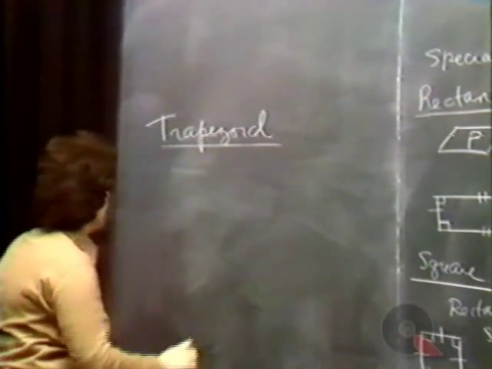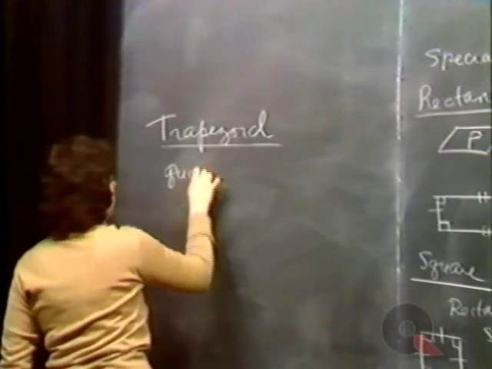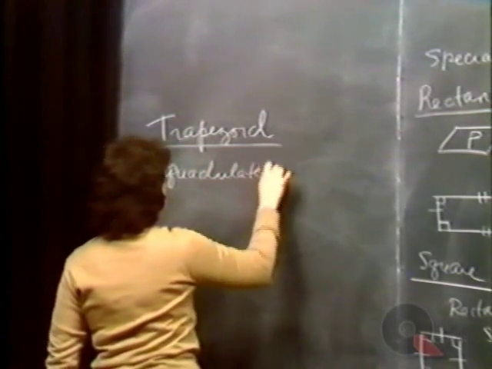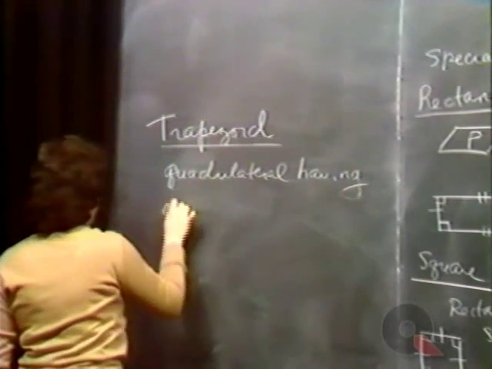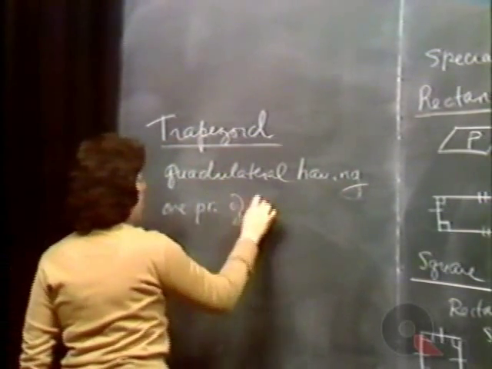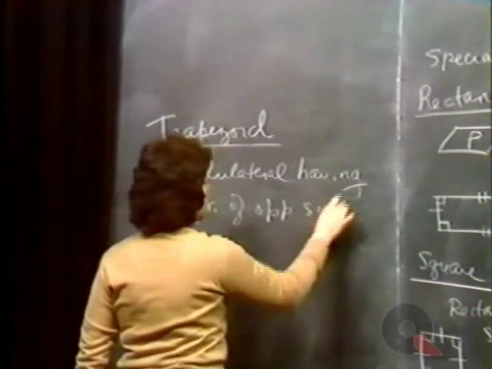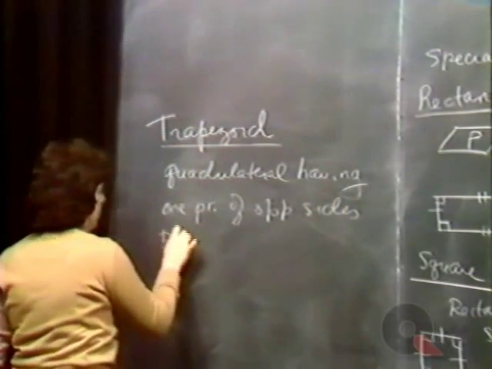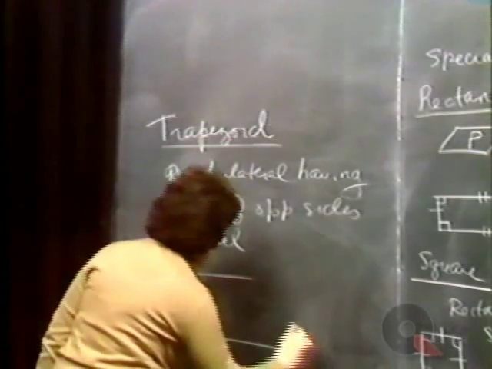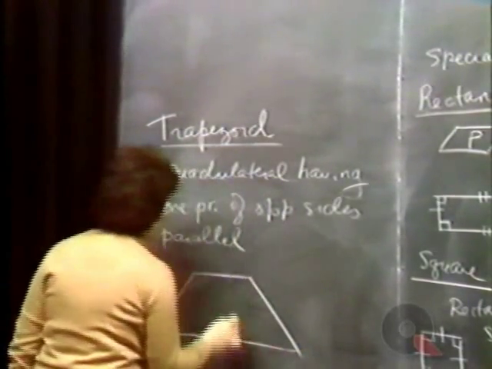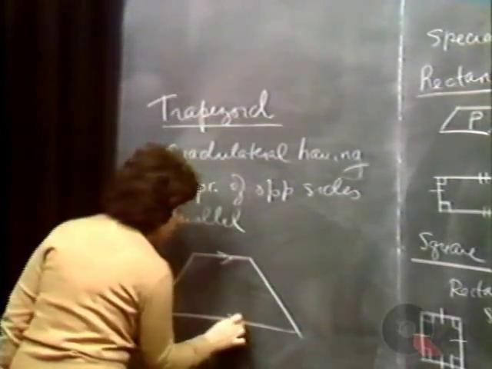A trapezoid is a quadrilateral having one pair of opposite sides parallel. Okay, one pair of opposite sides are parallel.